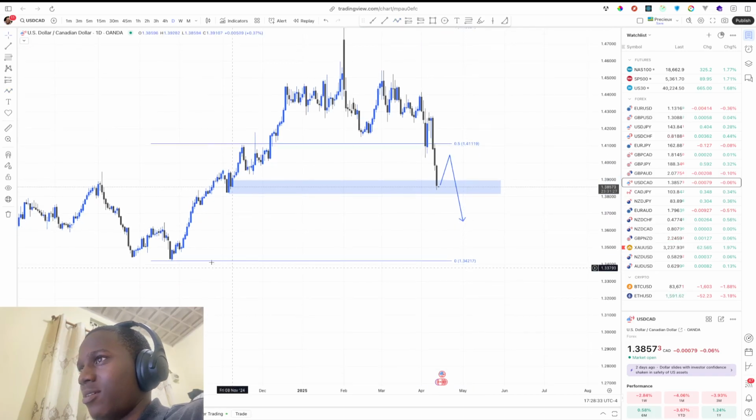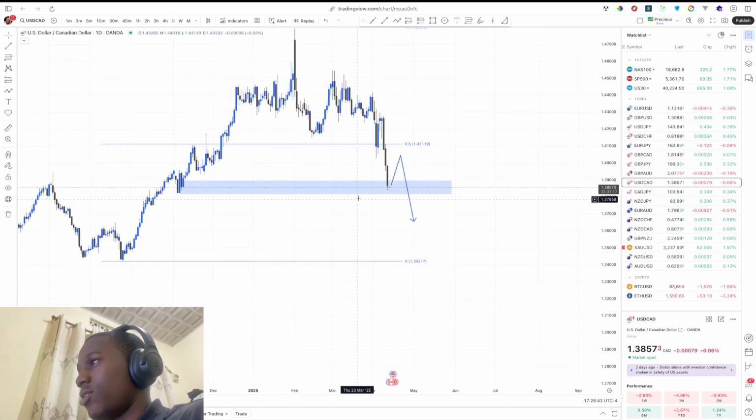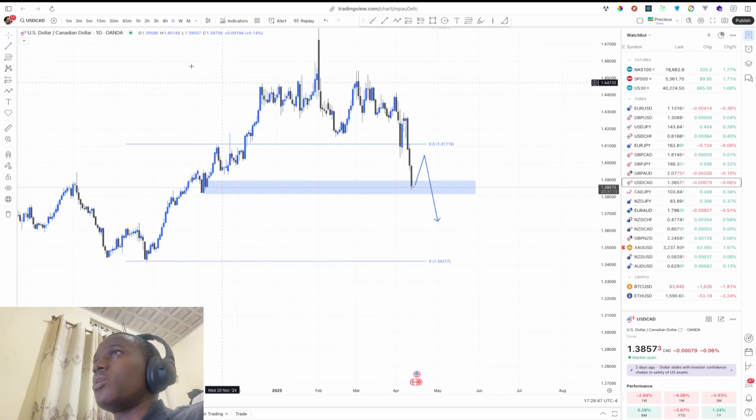And maybe not by the end of this week or even the next one, but these lows look very significant and market would come running for them. So what am I looking for? Short-term buys, long-term sells on USD CAD.